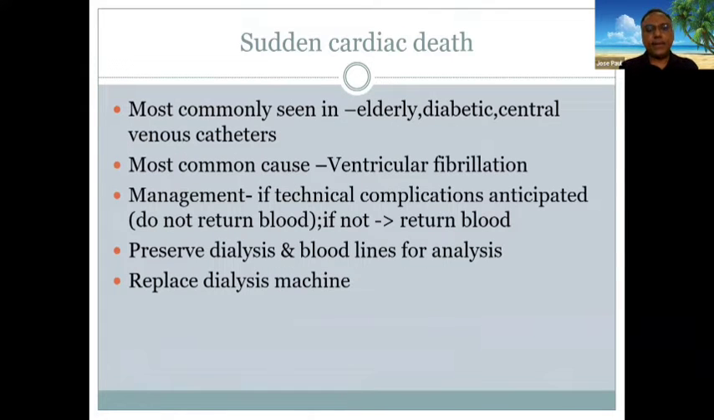Then sudden cardiac death, a very catastrophic event, but it does happen in patients on hemodialysis, and is most commonly seen in elderly diabetic patients. And for some reason, it is more common in patients with central venous catheters. The most common cause is ventricular fibrillation. For management, if technical complications are anticipated, do not return blood. If not, you have to return blood. You have to preserve the dialysis and blood lines for analysis of any electrolyte disturbance. And if there are problems with the machines, you have to replace the dialysis machine and run a thorough check of the dialysis machine and the dialysate.